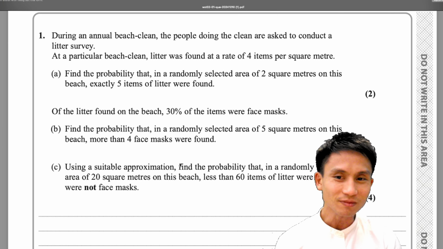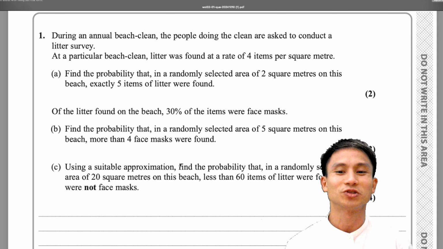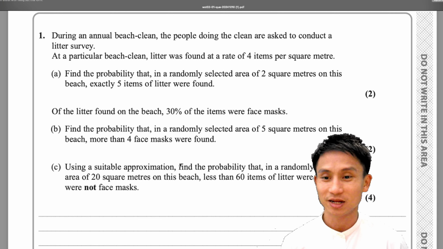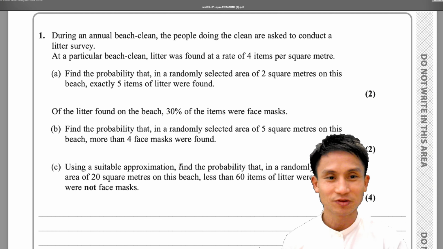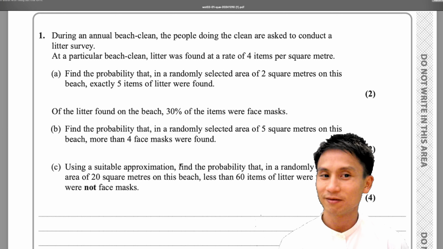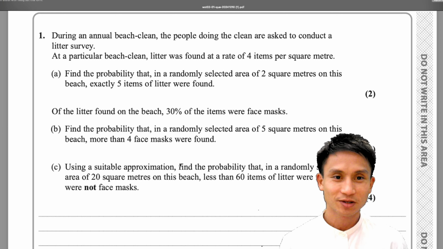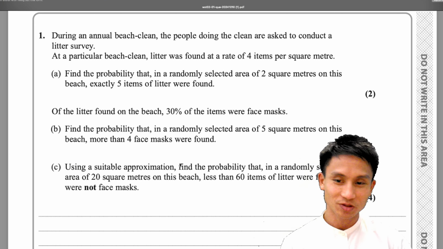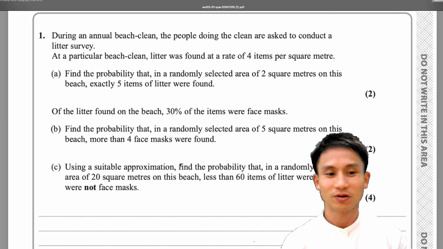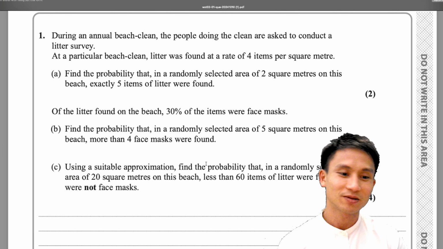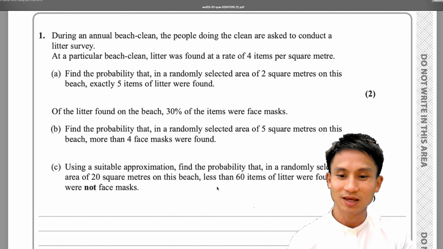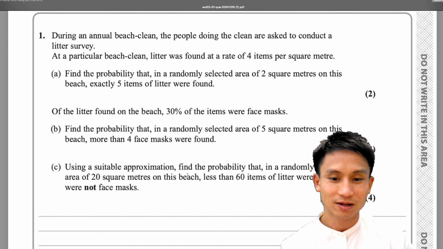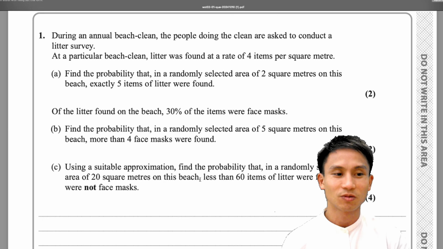So you don't use the whole Poisson, so the lambda needs to also be multiplied by 30%. Yeah, so the items found is 4 items per square meter. So you need to multiply this 30% to the 4 items per square meter in order to get the right lambda for the face masks, right? So that is tricky, yeah. And I guess the approximation here is fine if you have the right lambda, and it's a normal distribution, right? Normal approximation here.